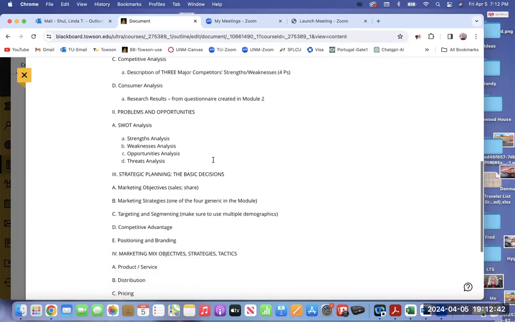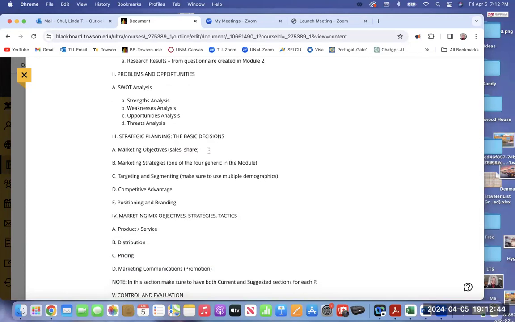Okay, SWOT analysis. You guys have probably done this a million times. Strengths, weaknesses, opportunities, and threats. And in the rubric, I tell you how many I want in each category.